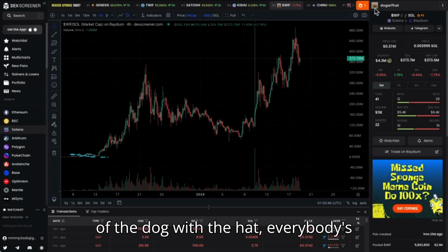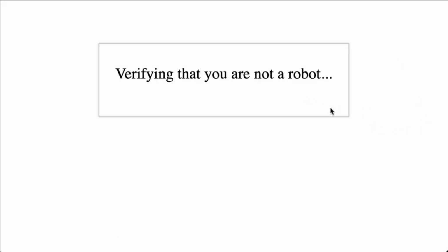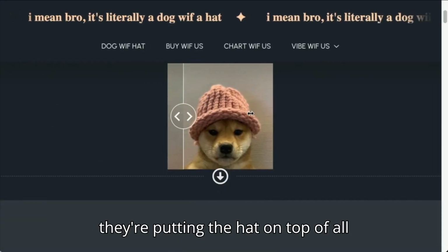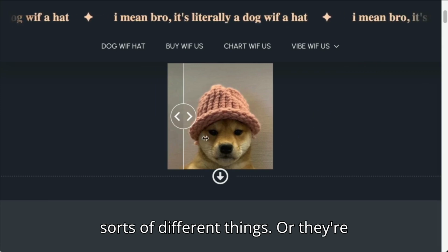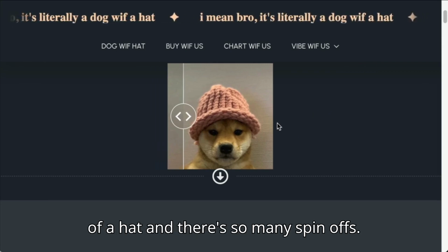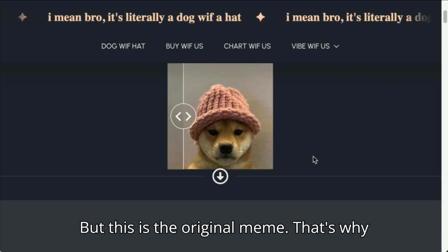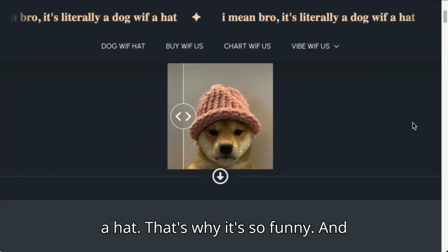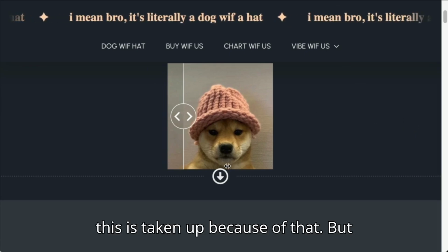So basically the picture of the dog with the hat, everybody's using just the picture of the hat everywhere. They're putting the hat on top of all sorts of different things, or they're putting the dog with a different picture of a hat, and there's so many spin-offs, but this is the original meme. That's why it's the best. Literally just a dog with a hat. That's why it's so funny. And this has taken off because of that.